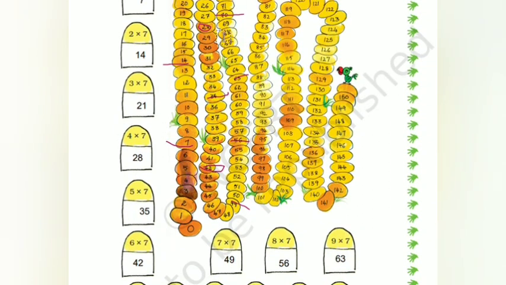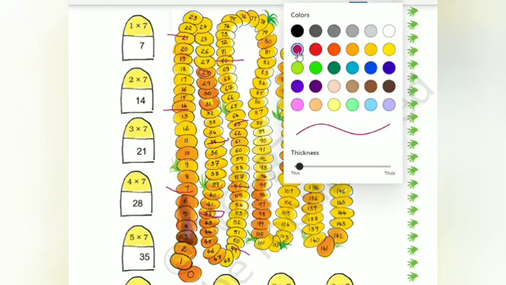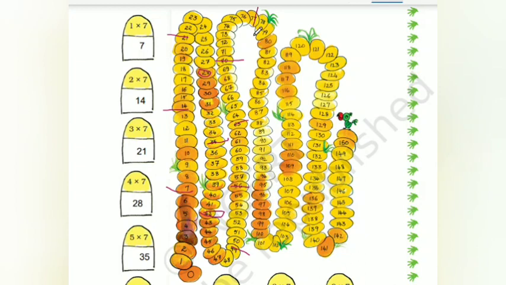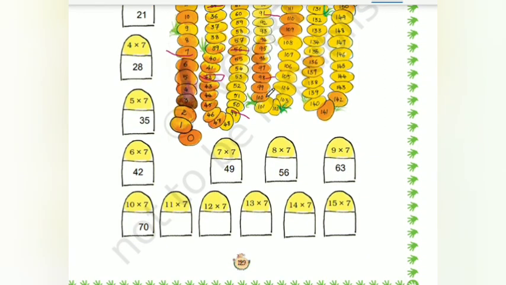So we can start again jumping. From 70, it jumped 7 steps and reached 77. Again it jumped 7 steps. 3, 4, 5, 6, 7. That is 84. Again 7 more steps. It crossed 1, 2, 3, 4, 5, 6, 7. That is 91. Again 7 more steps. That is 1, 2, 3, 4, 5, 6, 7. After that, final step, that is 1, 2, 3, 4, 5, 6, 7, 105.